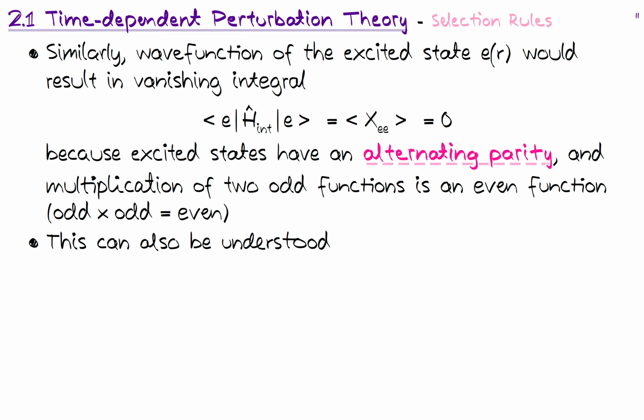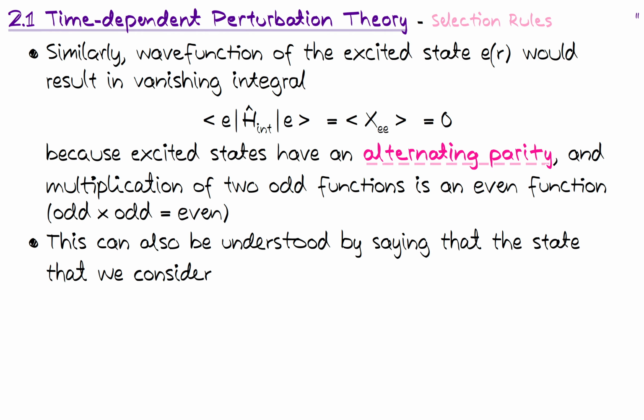So physically this means that the state we consider does not have any permanent dipole moment. When the electron is only in the ground state, or only in the excited state, there is no permanent dipole moment. If there is a dipole moment, it arises due to some kind of transition, for example when the electron is being raised from the ground state into the excited state.